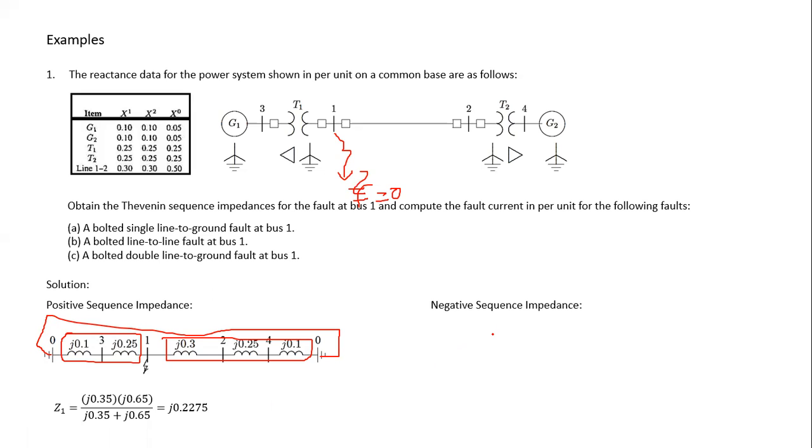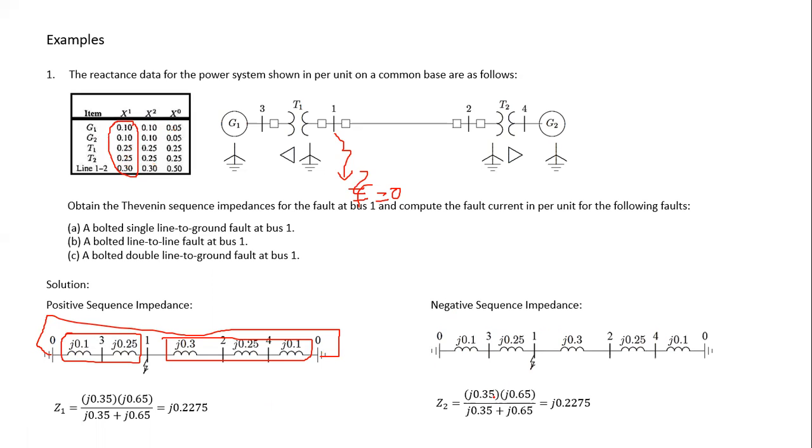For the negative sequence impedance, we can see here that the positive sequence values are equal to the negative sequence values. Therefore, the negative sequence impedance is also equal to the value of the positive sequence impedance. So let us now consider the zero sequence impedance.